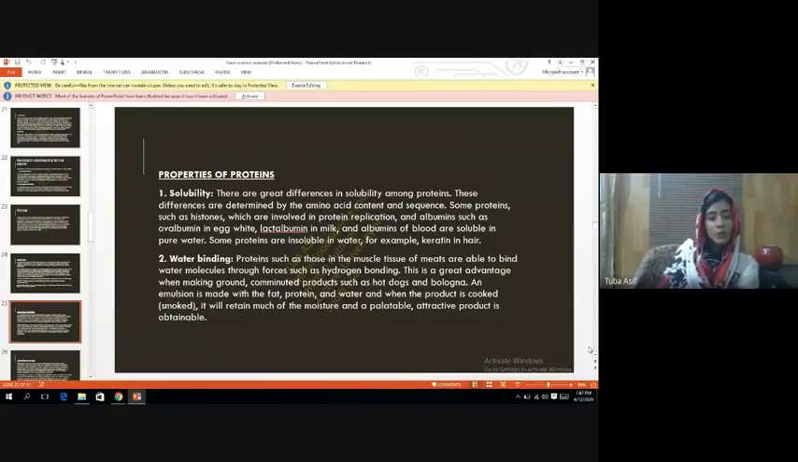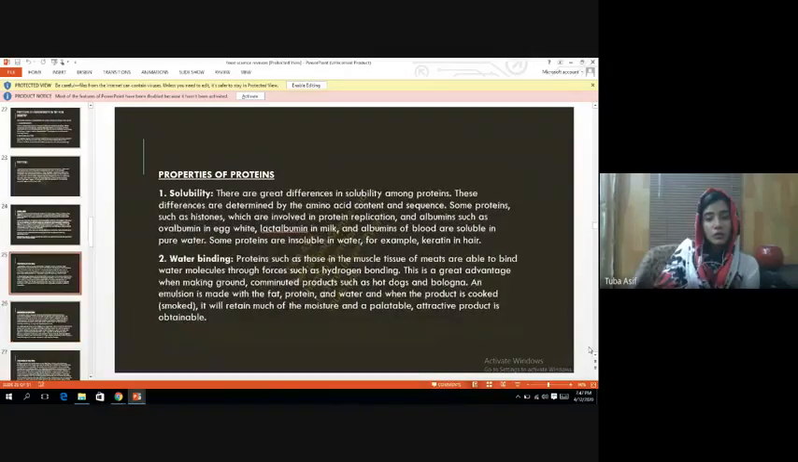The properties of proteins I will be discussing here are solubility and water binding. Solubility differs among proteins. The difference occurs due to the nature of the amino acid content present in them, the sequence of amino acids, and the structural integrity of the proteins.